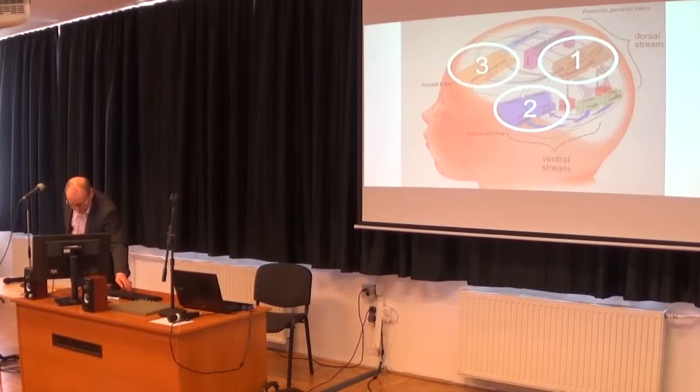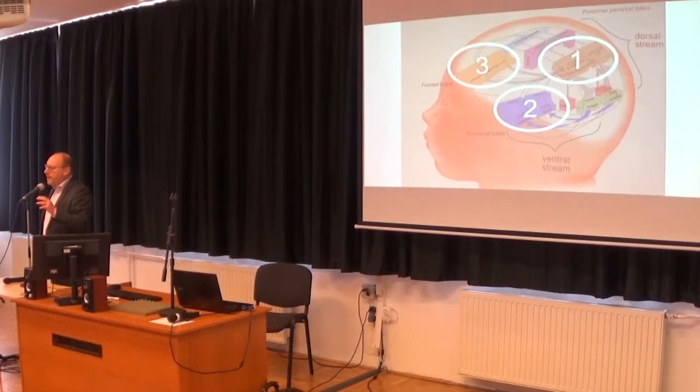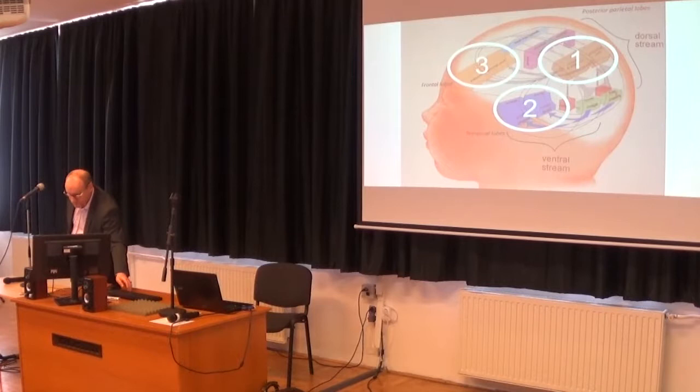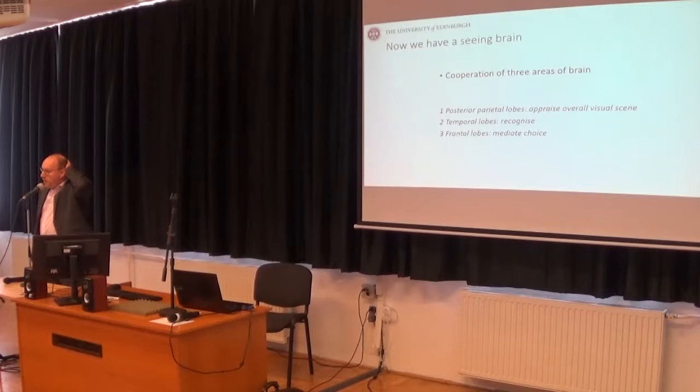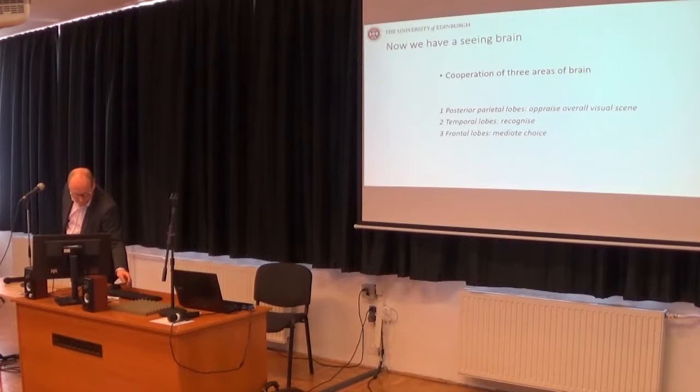And where we differ from psychologists who are involved in perception, we go all the way back to the posterior parietal lobe, looking at motion and planning. This is where vision scientists like myself differ from psychologists. Once the information has left the occipital lobe and gone to the ventral and dorsal streams, we have a seeing brain. Hurray!